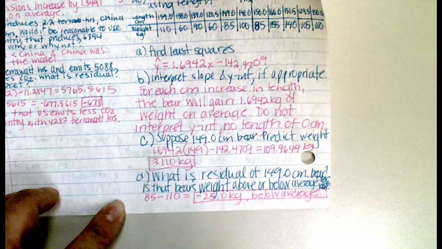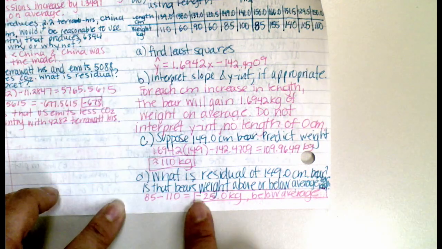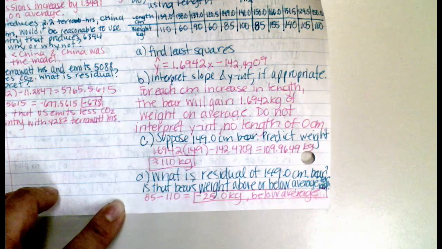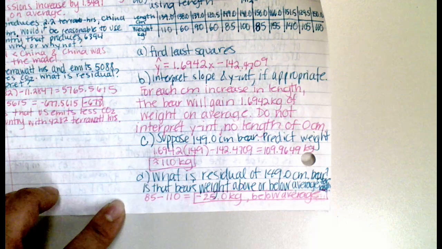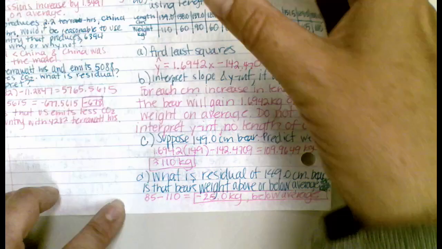Then it says, is that bear's weight above or below average for its length? It's a negative residual, which means it's below the line, so below the average. F.